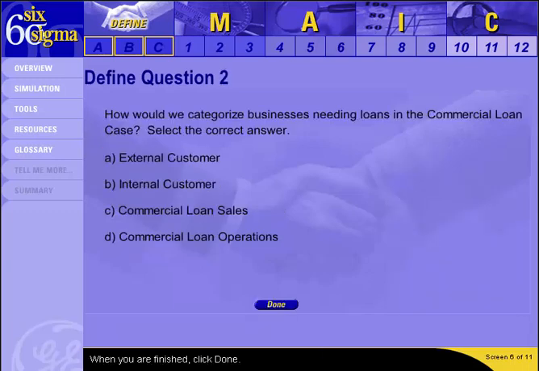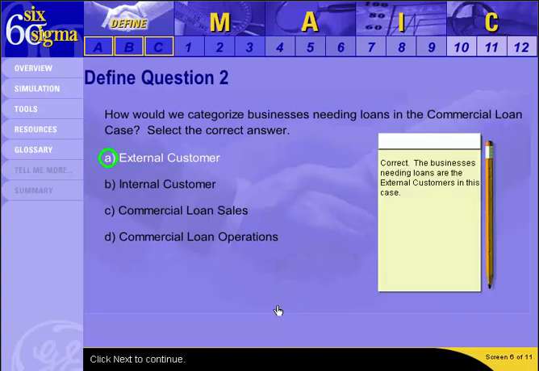Moving on to question number 2. How would we categorize businesses needing loans in the commercial loan case? Select the correct answer. External customer, internal customer, commercial loan sales. You did it! Your answer choice is correct. The correct answer is option 1. Those businesses are considered external customers.